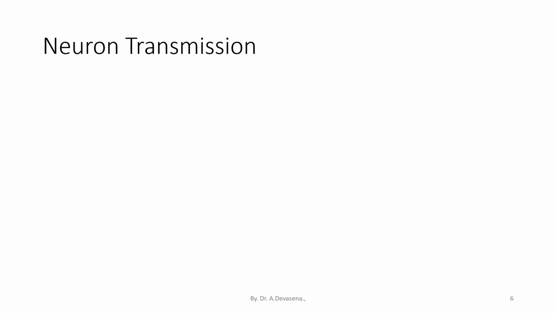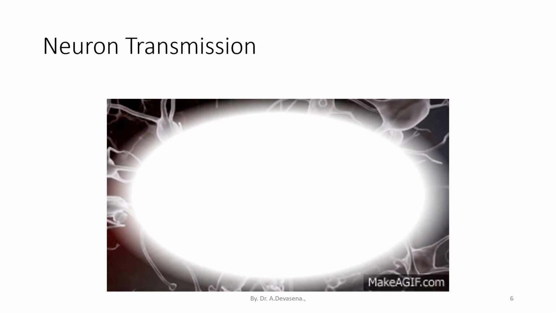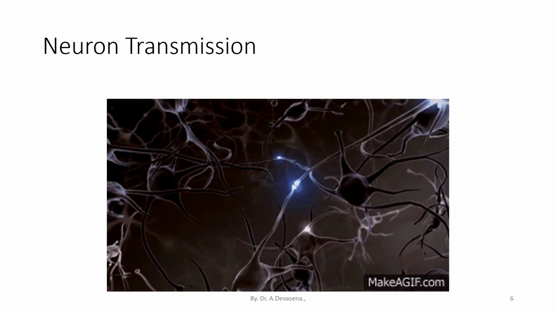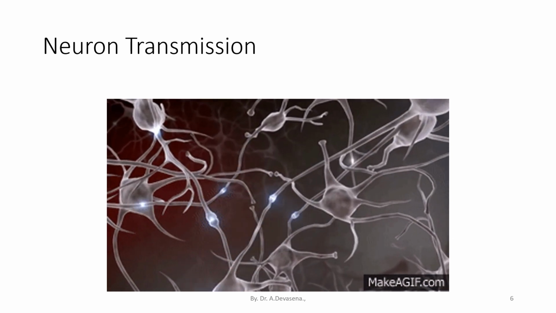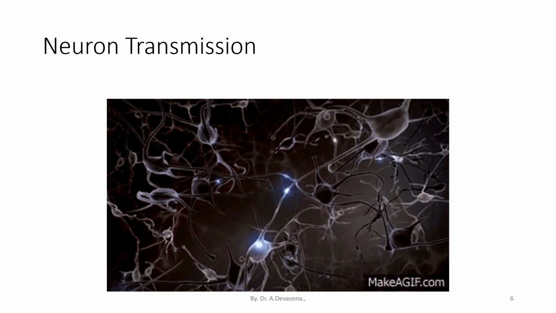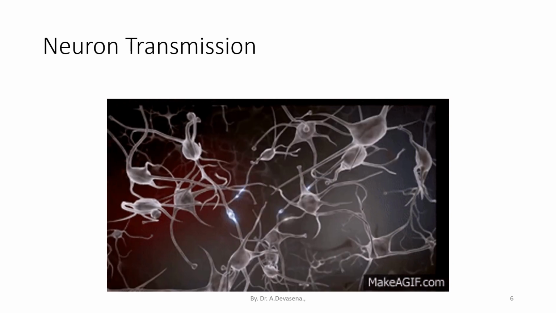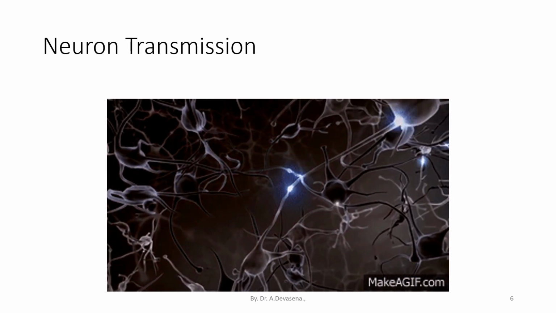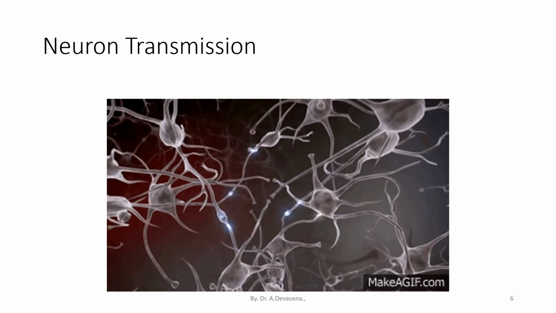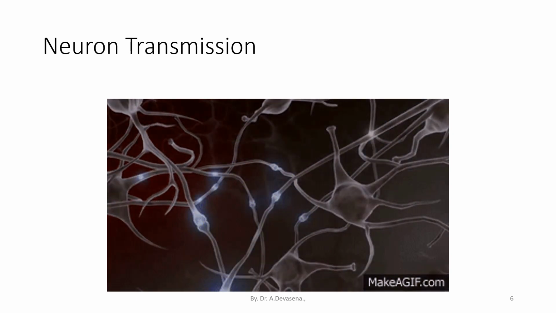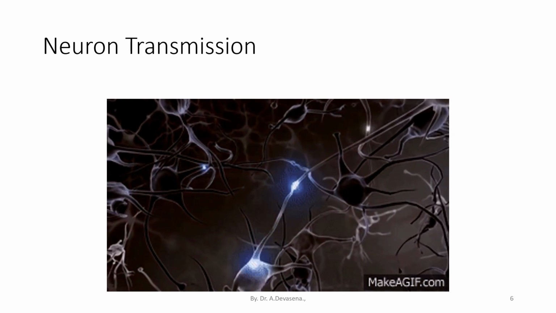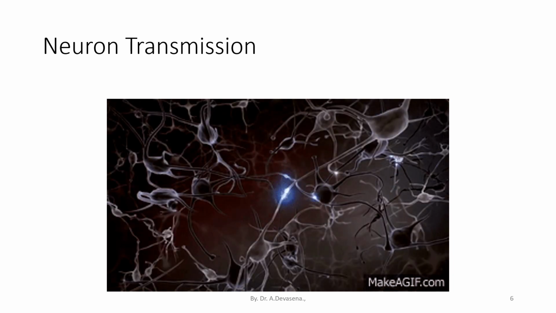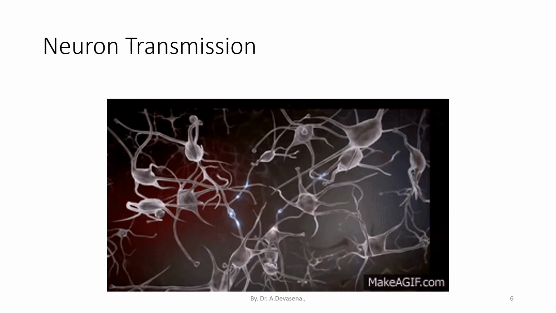Let us see how transmission happens in a neuron. Information from all parts of the body is carried in the form of action potentials. That information is passed to the brain with the help of the neuron. This representation shows how neuron transmission takes place. Here we have so many neurons. The information is being passed to the nearby neurons. This is focused here.